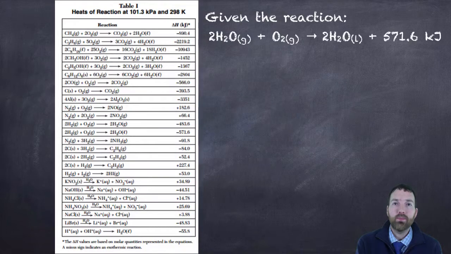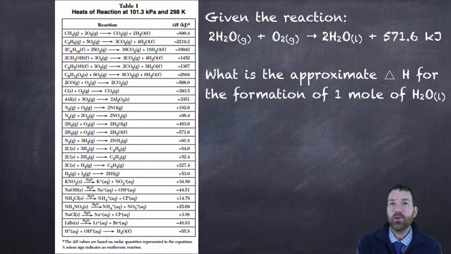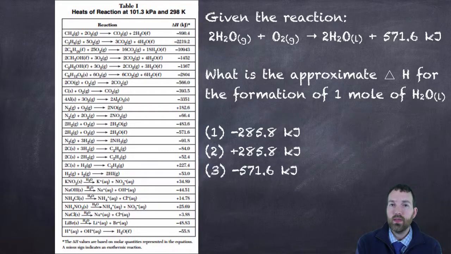So let's look at an example here. Given the reaction, what is the approximate delta H for the production of 1 mole of liquid water? Okay, so you actually don't need to look at Table I for this one because everything you need is up here. So given this reaction, I am producing 571.6 kilojoules of energy. But as you can see, that is for the production of 2 moles of liquid water. So what would be the approximate delta H for the formation of 1 mole of liquid water? And here are your 4 choices here. Go ahead and make your selection.